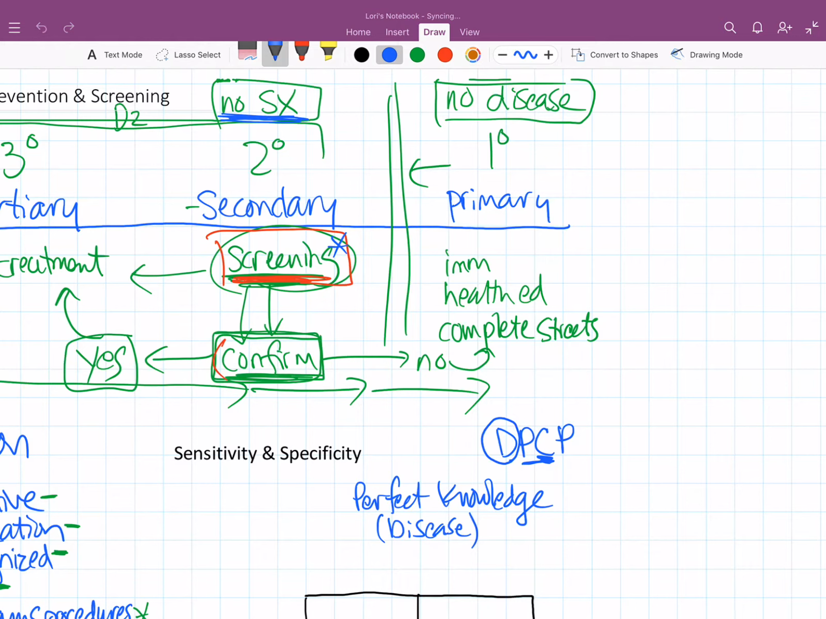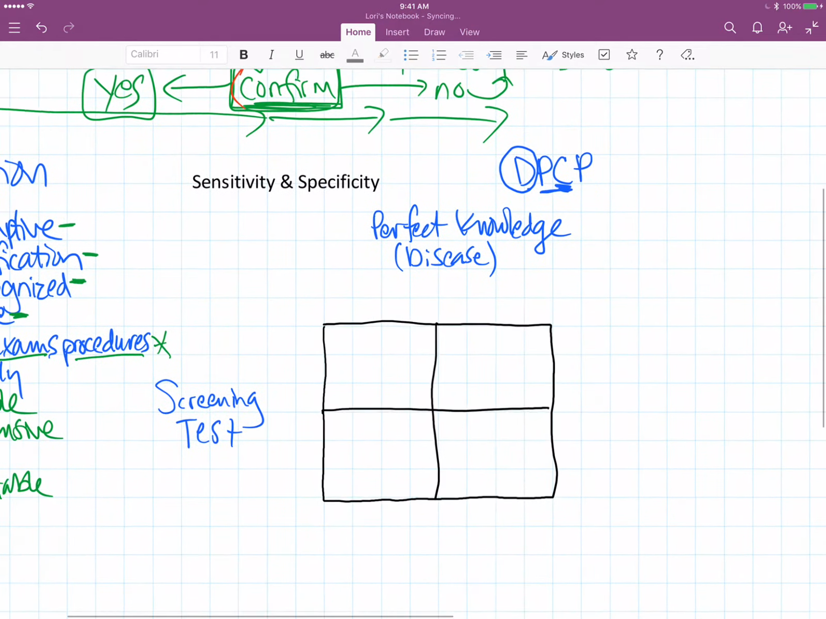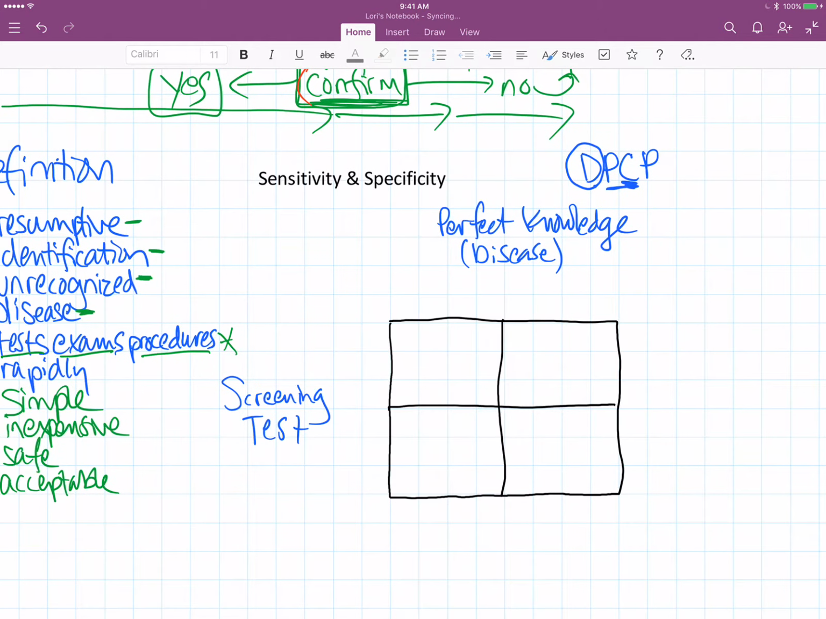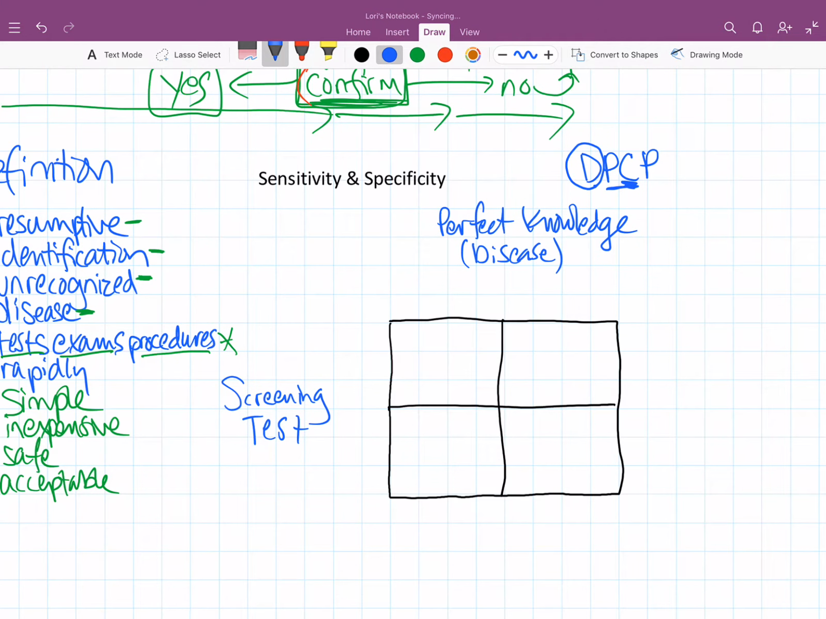So a detectable preclinical phase of that particular disease means that we have the option of doing this whole screening test. So when I say disease, a lot of times people are like, oh, okay, well, what exactly does that mean? Does that mean that they have their end-stage cancer? No, we're in this detectable preclinical phase area when we're talking about this.